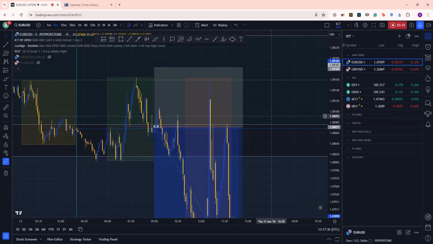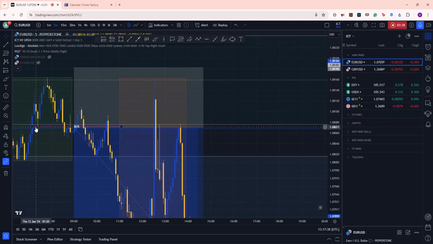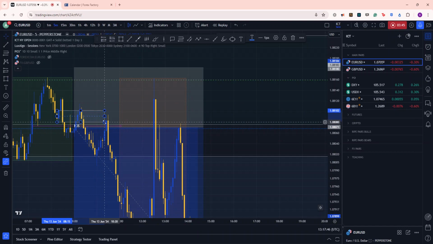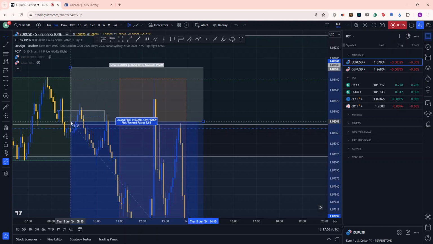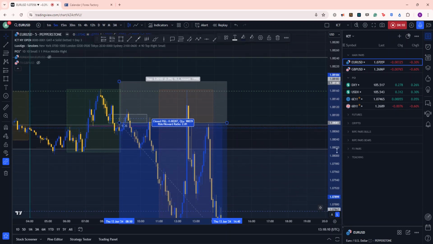Let me zoom in a little bit. So it comes down, we have a break of market structure. What does it leave? It leaves a fair value gap over here. So right on this candle at 8:50 GMT, right? It comes back and it touches. This is actually my entry. So it comes back, it touches it, and then we continue our drop. So this is where I entered. Very, very very little drawdown, and then we're in that trade.